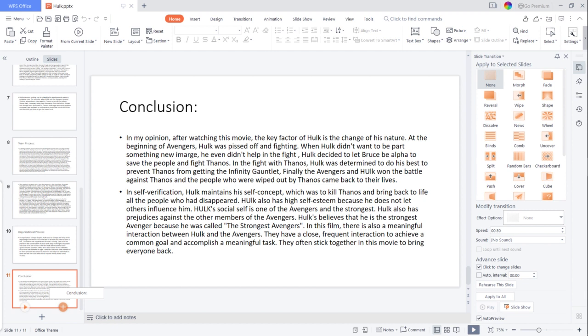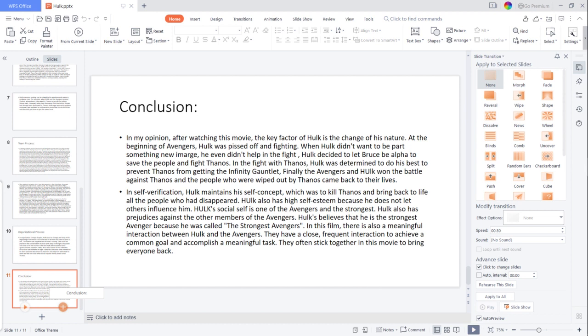Conclusion. In my opinion, after watching this movie, the key factor of Hulk is the change of his nature. At the beginning of the Avengers, Hulk was pissed off and fighting, when Hulk didn't want to be a part of something new or a new image. He even did not help in the fight. Hulk decided to let Bruce Banner be the alpha of the body or the system and save people and fight Thanos.